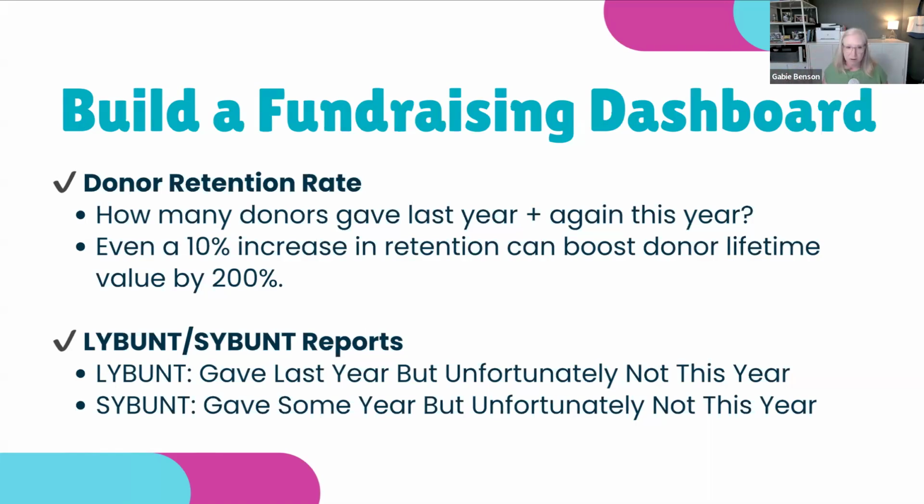Even a 10% increase in your retention can boost donor lifetime value by 200%. So this is a really critical metric for us to be tracking. The other is your LYBUNTs and your SYBUNTs, which are donors who gave last year, but unfortunately not this year, or they gave some year, but unfortunately not this year. You want to easily be able to see who hasn't given yet this year and what is their giving potential if renewed.